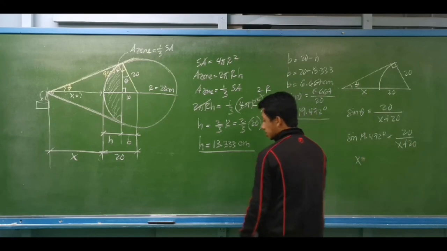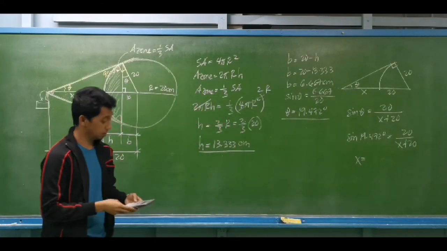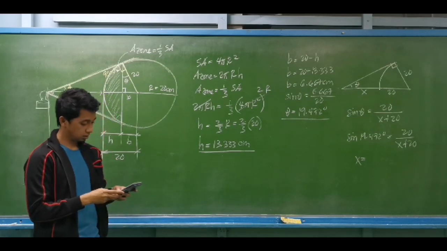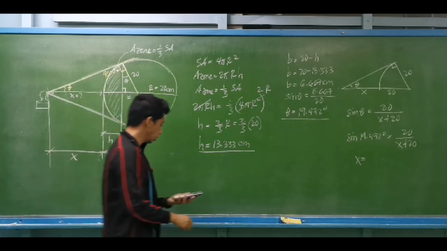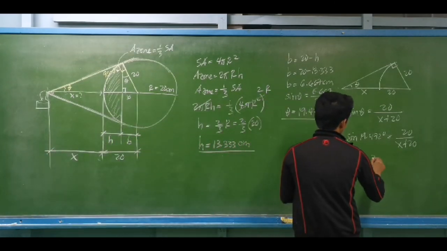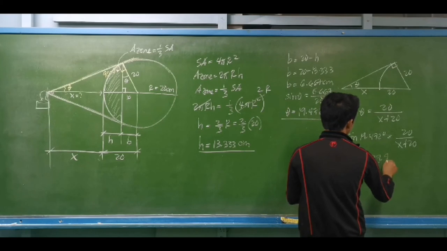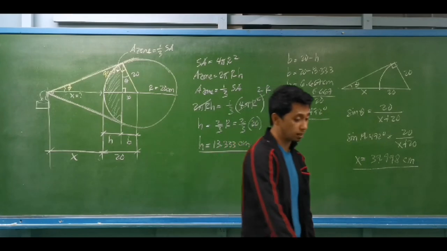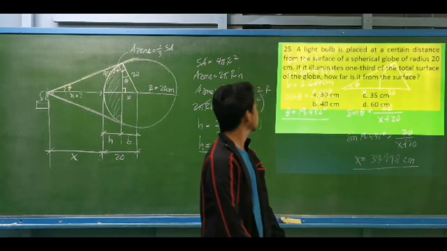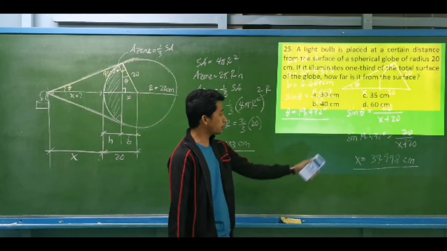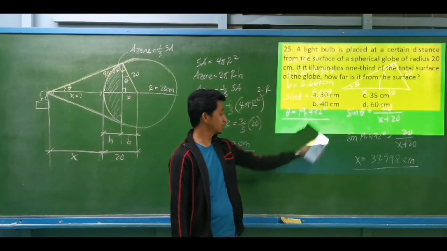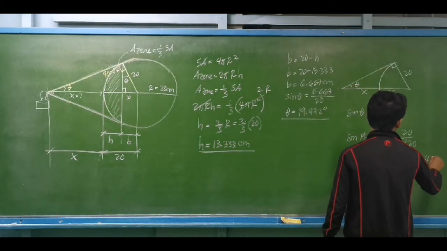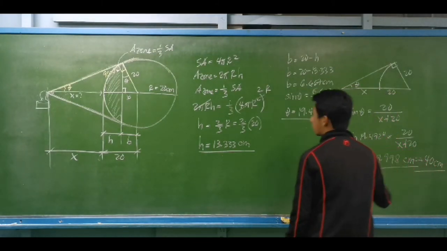Tuloy natin yung dimension x kung gaano kalayo yung bumbilya. So this is 20 divided by sine of 19.472, then minus 20. So yung nakuha ko dito is 39.998 centimeters. Check natin sa choices. All numbers yung nasa choices. 39.998, pinakamalapit, 40. So this is approximately 40 cm. That will be our answer.